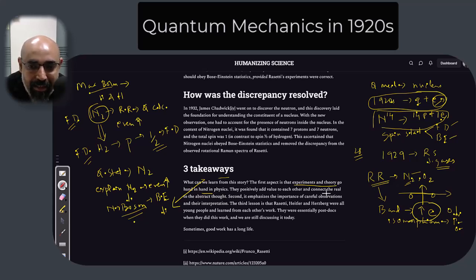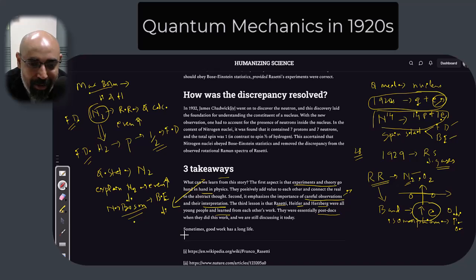And the second aspect is that it is important for us to perform careful observations and interpretation. This carefulness is very critical when you're doing science experiments, and these observations and interpretation go hand in hand. And the third and very important aspect we can learn is that Rasetti, Heitler and Herzberg were all very young people. They were very small researchers, not very well known during that time, but they were postdocs, and you can see they're really doing cutting edge science. And this is a very important aspect for young scientists and postdocs and people who are doing research, even undergraduate students. There is an important lesson to learn from all these things.